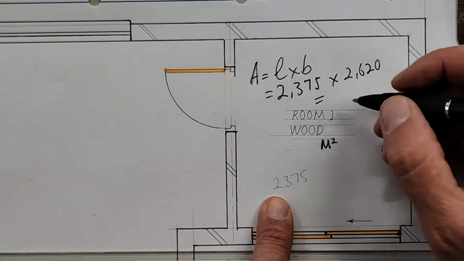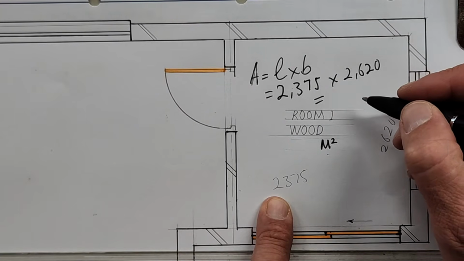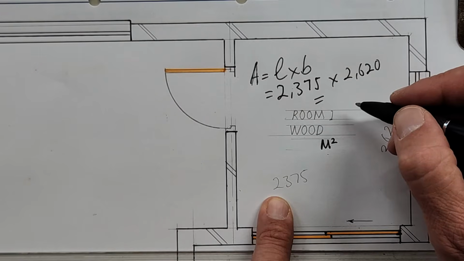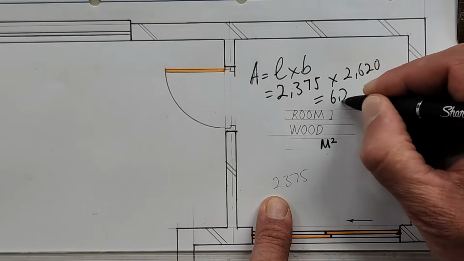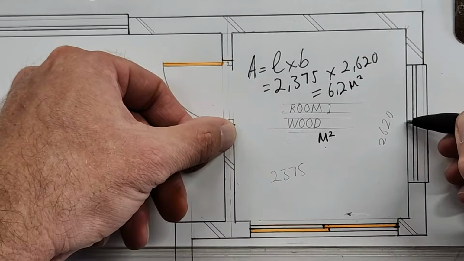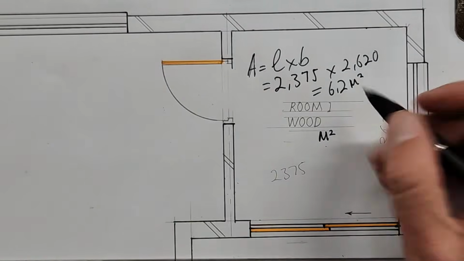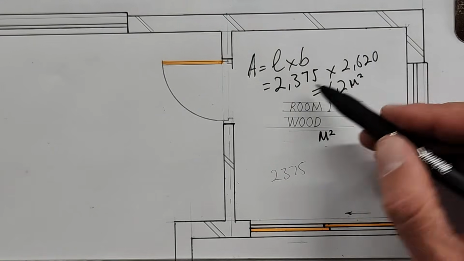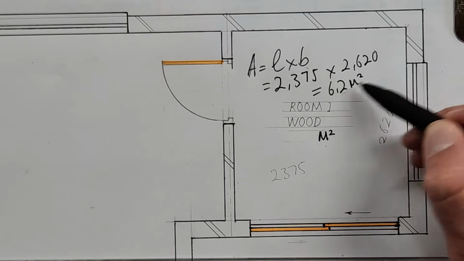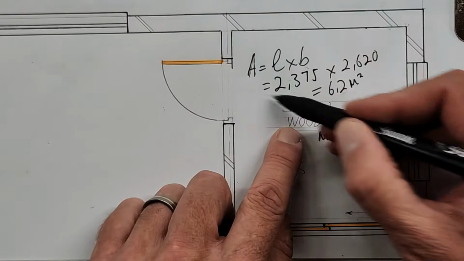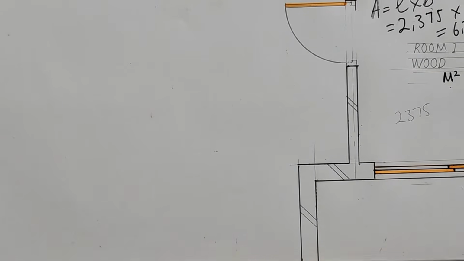Everyone, just watch me. Help me. 2,375 times 2,620. No, I can't see. 6.2 square meters. That's the internal square meters of this room. Are you with me? If you are out by a millimeter or two because you are calculating this yourself, we're not going to be mad at you, but you can't be out by 8 or 9. Show me how you calculated the floor area, and you have to do that for the small room as well as the bigger room.